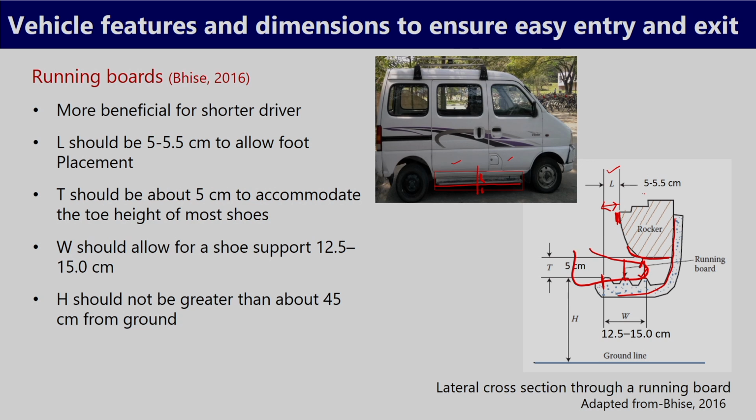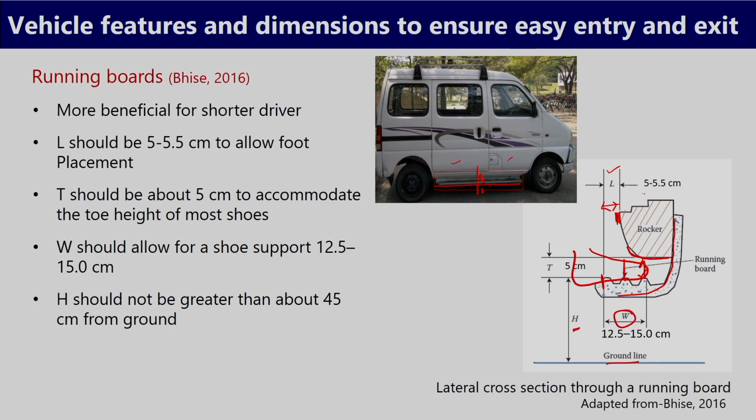Then the next dimension is W. This dimension W allows for shoe support, and its dimension should be 12.5 to 15 centimeter. Next dimension is H. This is the height of the running board from the ground level. The recommended value is 45 centimeter from the ground.